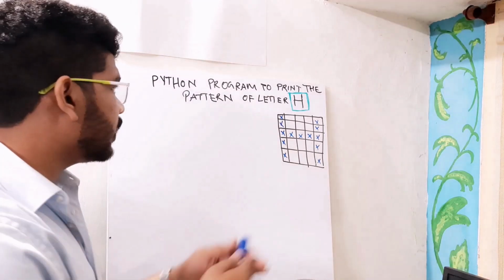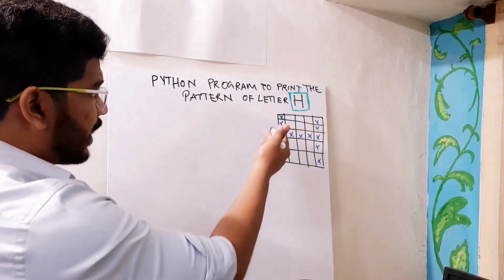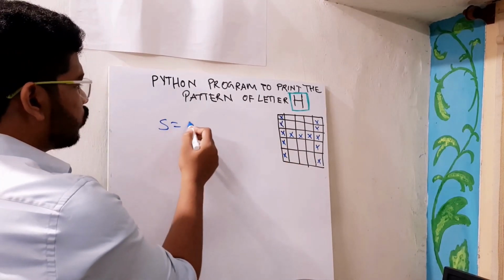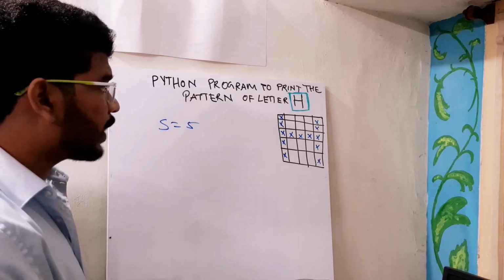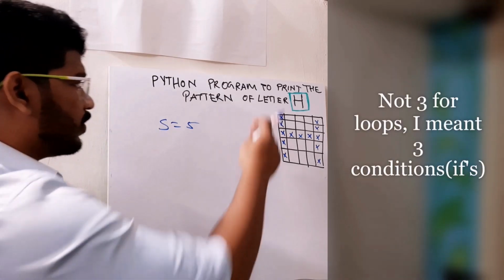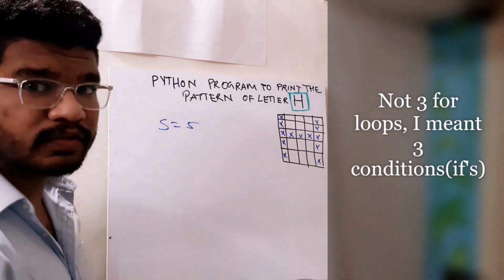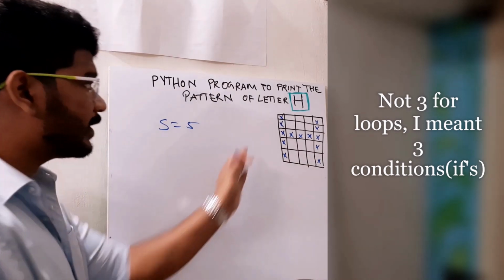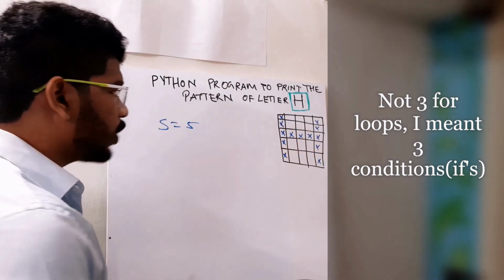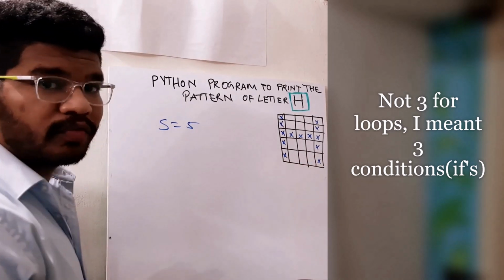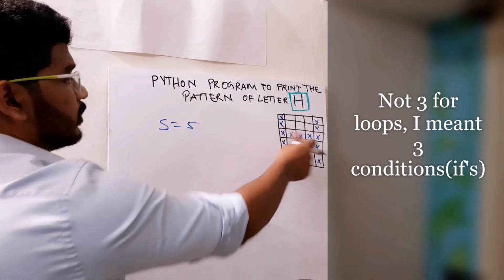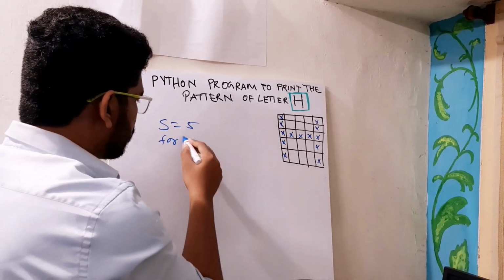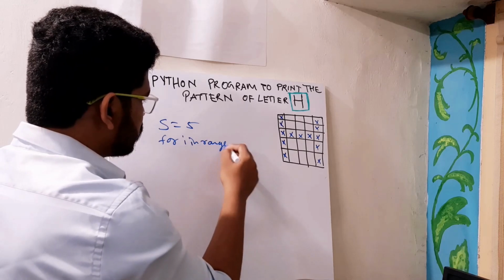So let's see how we can do that. Let's assume the size is equal to 5, as this is a 5 by 5 square. So I'll write S equal to 5, this is the size. And now I need to write 3 for loops. First one is for printing the first column, second one is for printing the last column, and the third one is for printing the middle row. I can also adjust the two column loops in one for loop, as they are the same. So I'll write the condition here: for i in range of s.